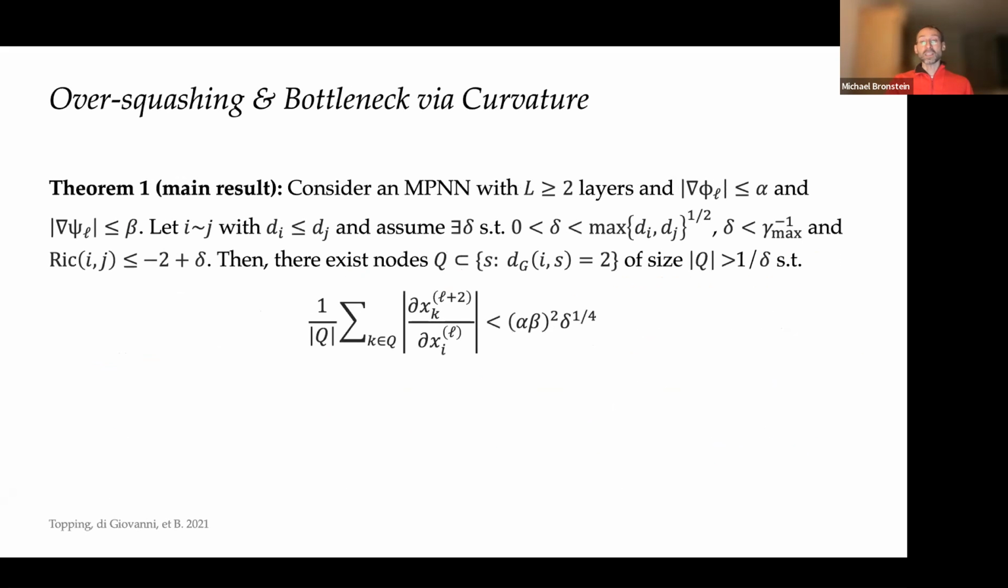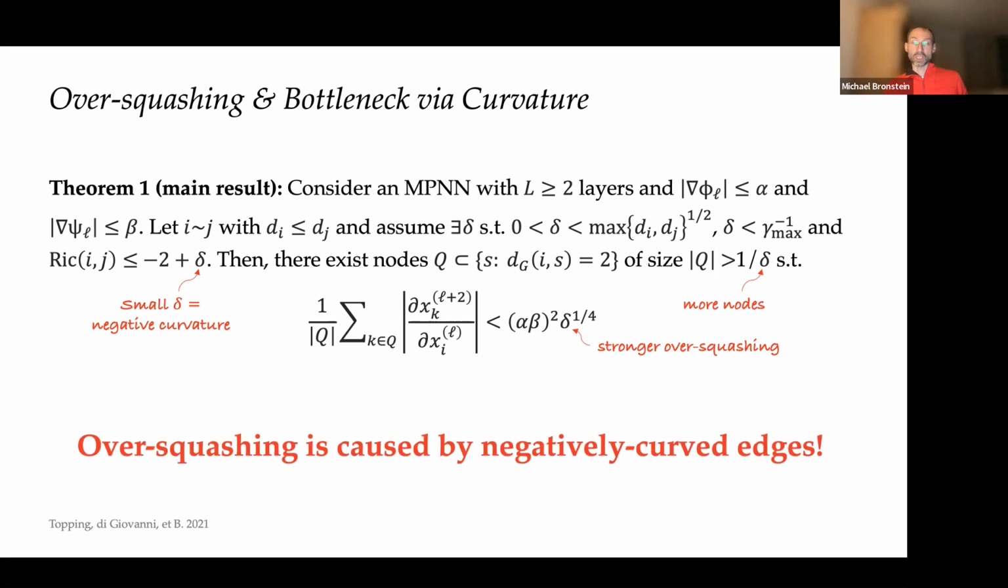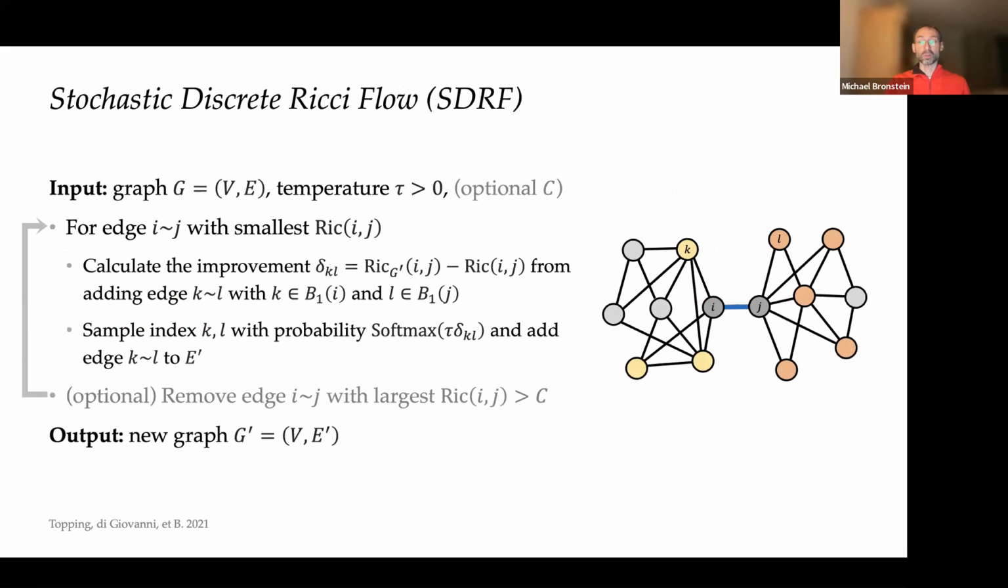And the main result is that if I have a graph that has many edges that are very negatively curved, in other words, the Ricci curvature of these edges is bounded by a certain number that I call delta, then we can write an upper bound on this Jacobian that we've seen before. In other words, the over-squashing phenomenon, this lack of sensitivity of the output to the input, comes from negatively curved edges in the graph. And once we understand it, we can try to rewire the graph by surgically removing these negatively curved edges and replacing them with edges with positive curvature, possibly in a stochastic way.